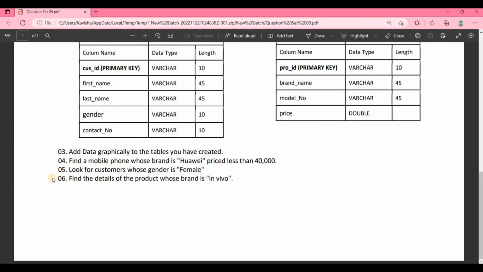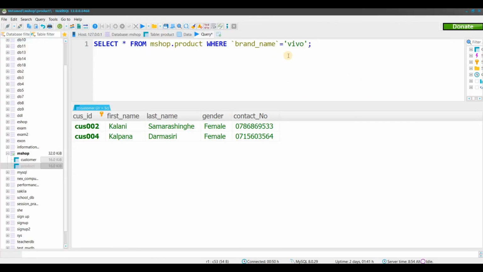Now I'm going to discuss the last question. Here, find the details of the product whose brand is Vivo. I have to find the details of the product, and the condition is the brand equals Vivo. And let's see the query. This is the query for the last question, the 6th question.